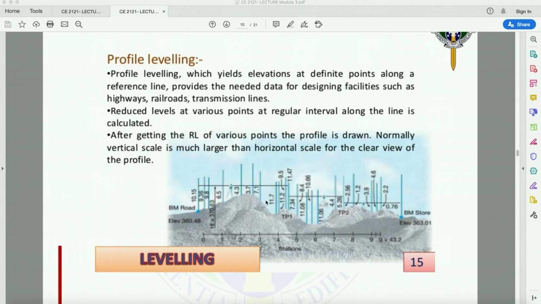So, kumbaga ano yung itsura in reality nung ating terrain. That's why we are trying to transfer what is actual to paper. Okay?